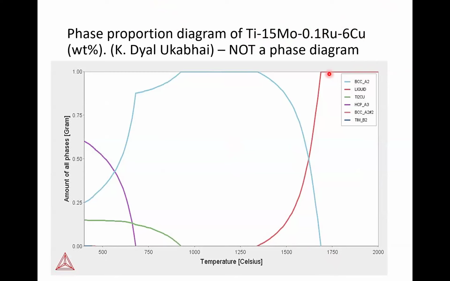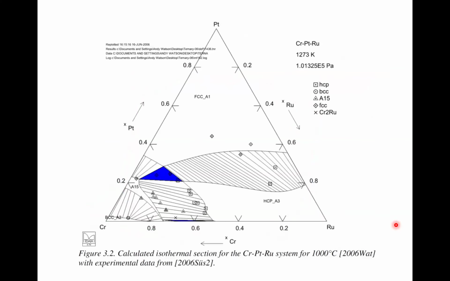So at high temperatures, you've got liquid. As you cool down, the liquid solidifies, and you start to form the body-centered A2 phase. And then you have all body-centered A2 phase. Then you start to have titanium-copper coming out, and then you have the HCP phase coming out, and that's directly related to that. It's a transformation. So that's nice. It's not a phase diagram, but really useful for when you've got more than 3 components.